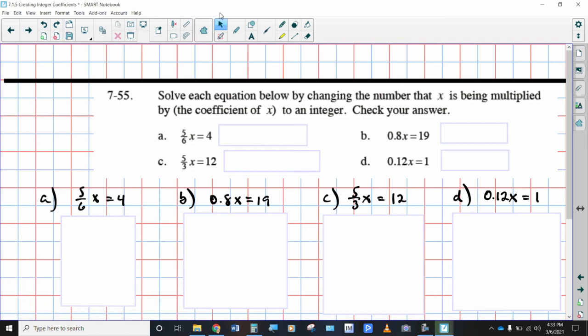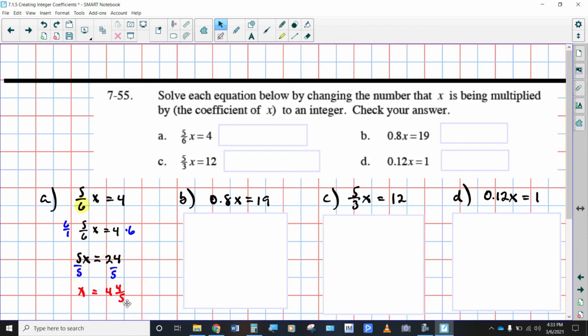All right, let's see how you did. In this one, our denominator is a 6, so we would start by multiplying both sides times 6, and you end up with 5x is equal to 24. Then you take 24 divided by 5, and you get 4 4/5, which also can be shown as, stop it. Why do you do that? Drives me crazy. Which could also be shown as 4.8.